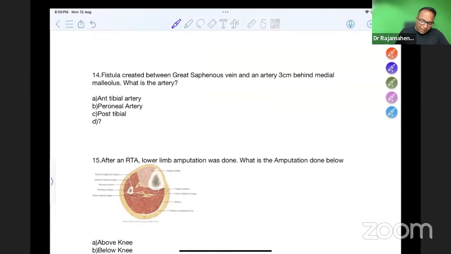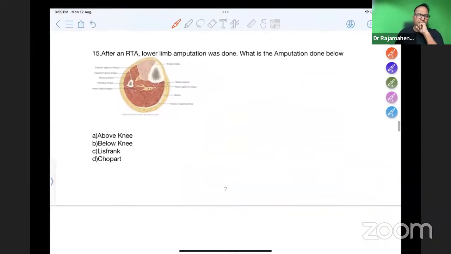So fistula, this is an applied anatomy question, though not a pure surgery question, between long saphenous vein and 3 centimeter behind medial malleolus. No doubt it is posterior tibial artery. So a fistula created between saphenous vein and what is seen behind, you used to palpate. No, we used to palpate the posterior tibial artery 3 centimeter behind medial malleolus. So they are simply asking a question: what will you palpate 3 centimeter behind medial malleolus? Answer is very simple: posterior tibial artery.